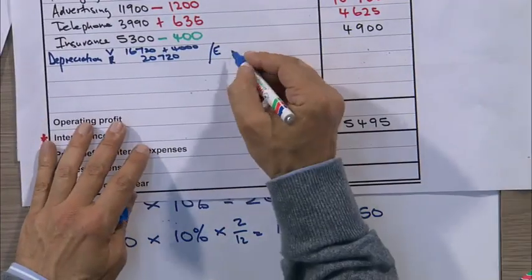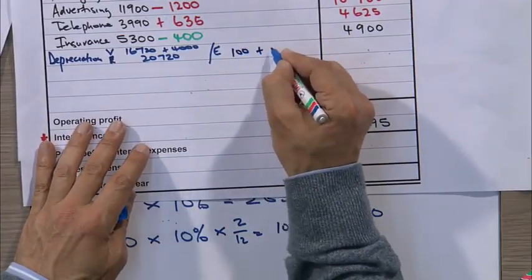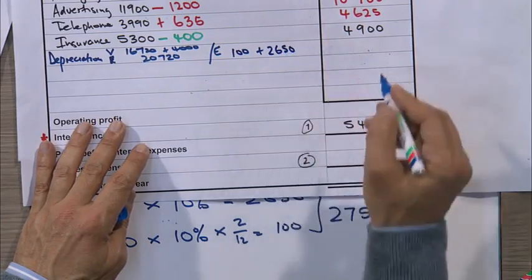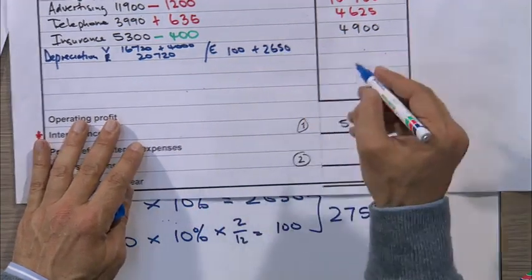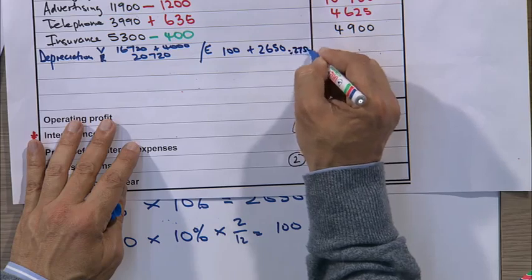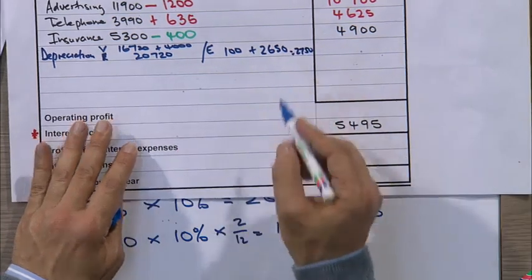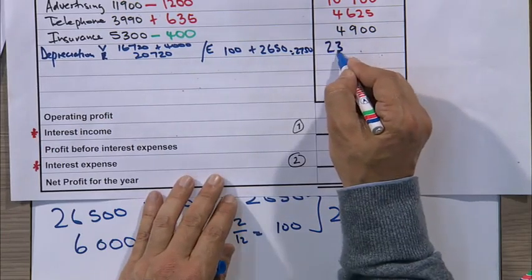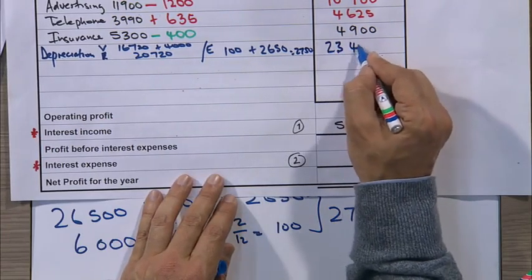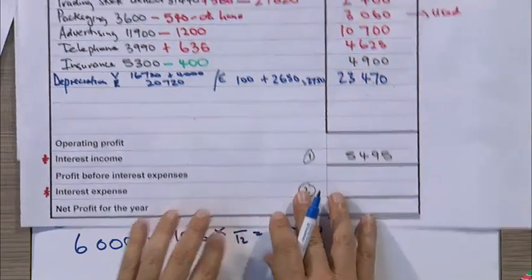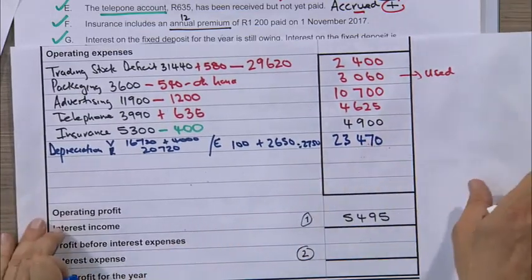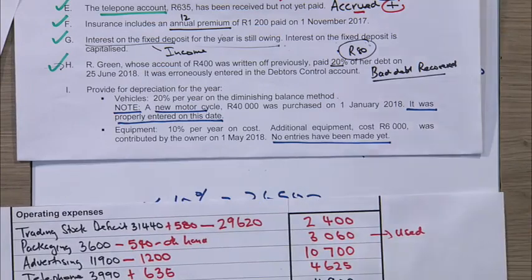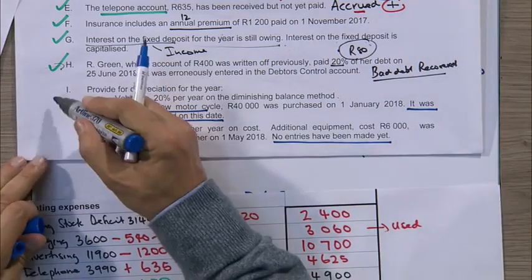Then I will have to enter 2,750. I can do it separate. So it's 100 on the new plus 2,650. Then I will have to add them together, which is 2,750. Then the depreciation becomes 23,470. Okay, so that, grade 10, does all the adjustments.